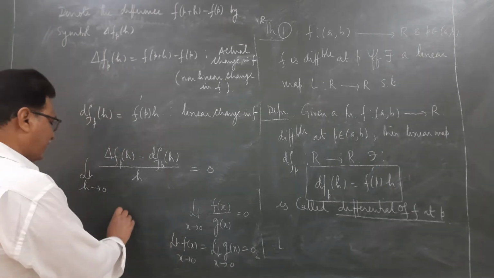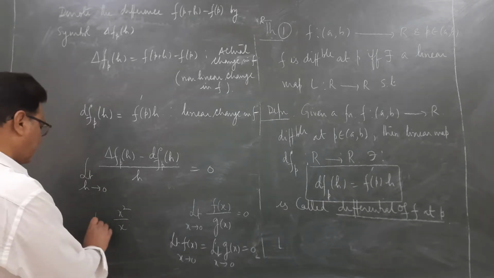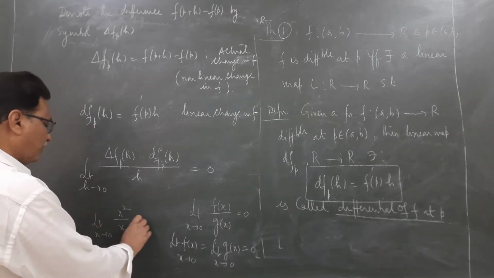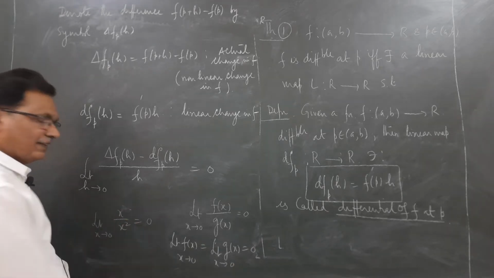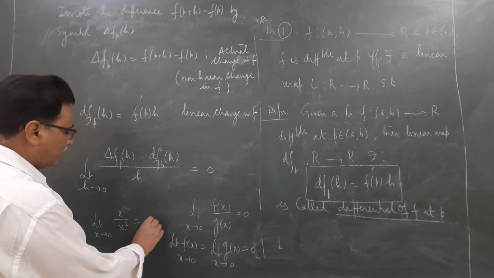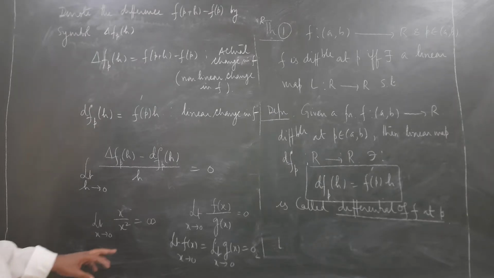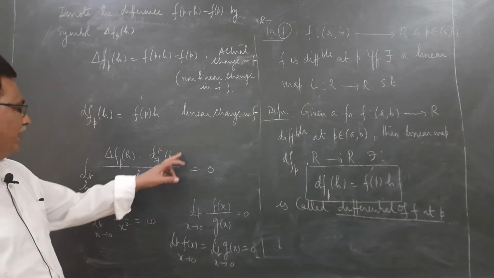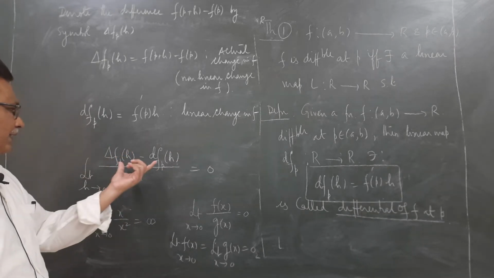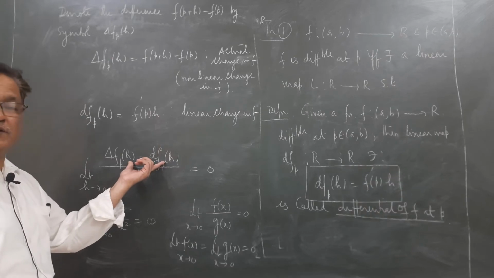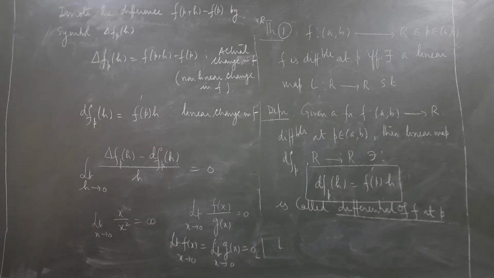For example, if you look at the function x squared over x, and you take the limit as x tends to 0, you will notice that this limit is 0. Whereas if I make it like this, then this time the limit will be infinity. So here what is happening is we are demanding that this limit goes to 0. In other words, I am demanding that this term should go towards 0 faster than h.